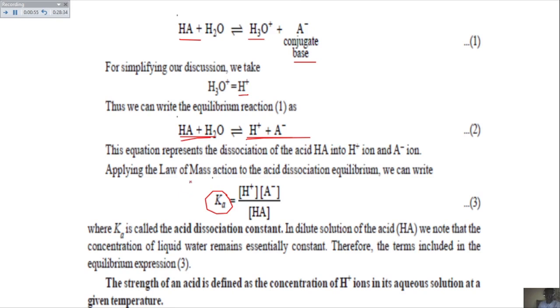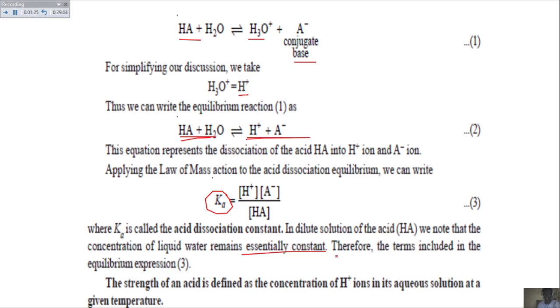We've already told you that an acid is any substance that, when dissolved in water, produces hydrogen ion as the only positive ion. Therefore, in that case, Ka is called the acid dissociation constant. In a dilute solution of the acid, we note that the concentration of liquid water remains essentially constant. We are not adding water to it because it is essentially constant.